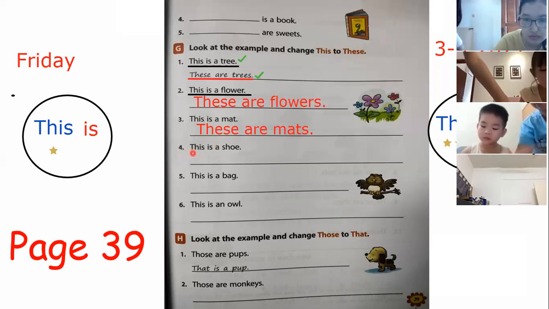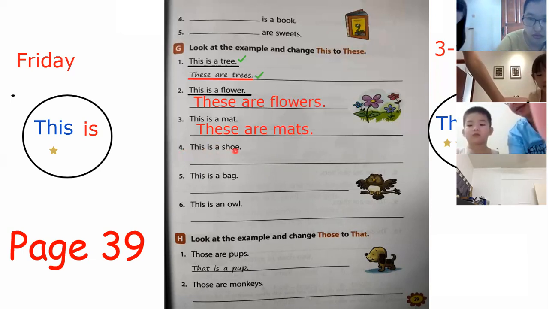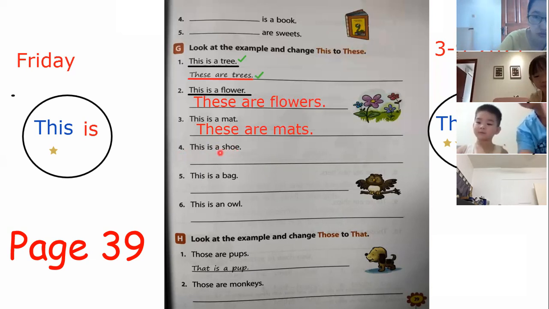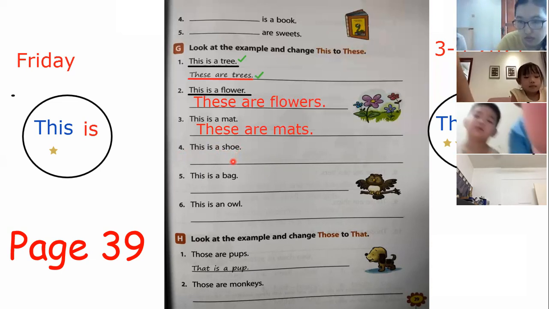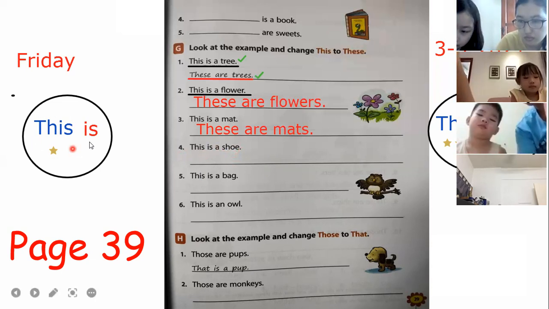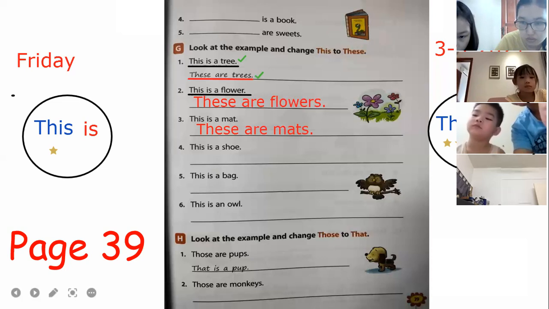This is a shoe. Yes, correct. This is a shoe. It's in singular noun. So we are going to make it as a plural noun. How to make that as plural noun? Just now for one shoe, we use this. So if we want to make plural, we need to use these.